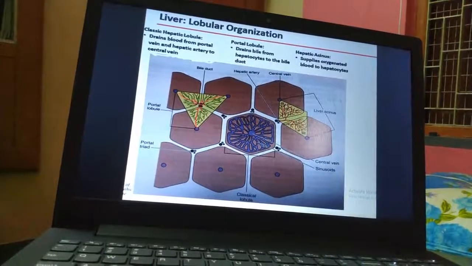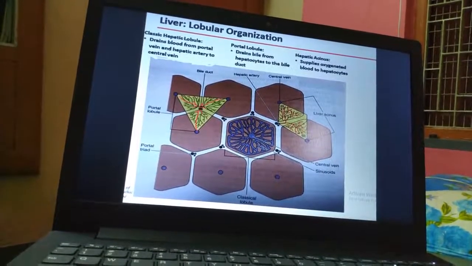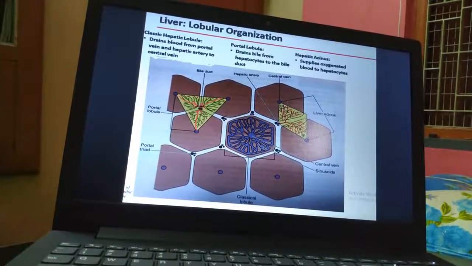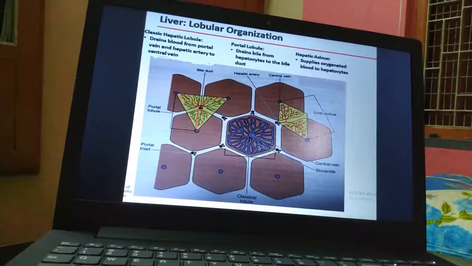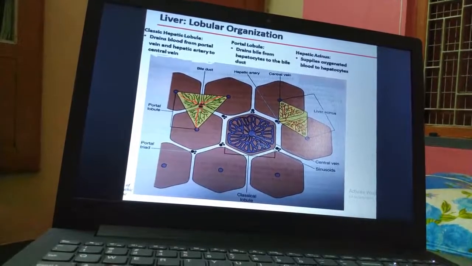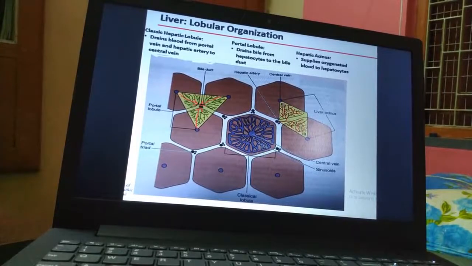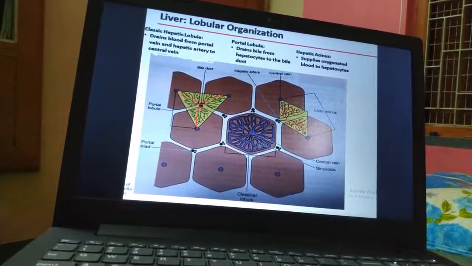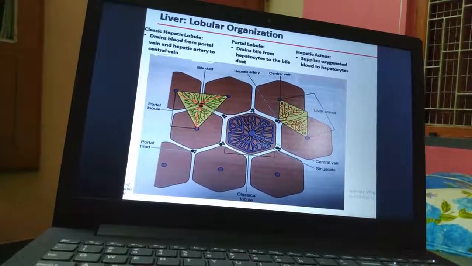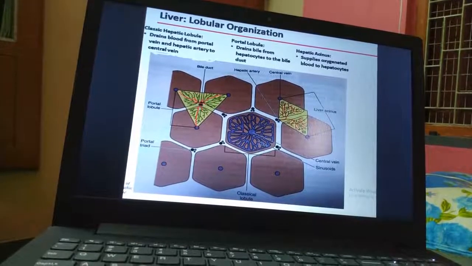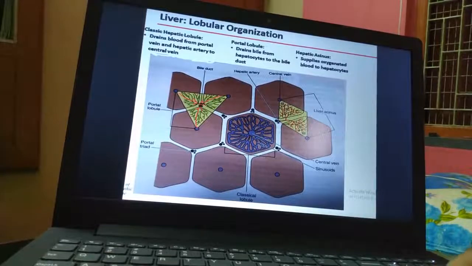Now for this lobular organization you will understand much better: the classical hepatic lobule drains blood from the portal veins and the hepatic artery to the central vein. The portal lobule drains bile from the hepatocytes to the bile duct, and the hepatic acinus supplies oxygenated blood to the hepatocytes, as I showed in the earlier figure.